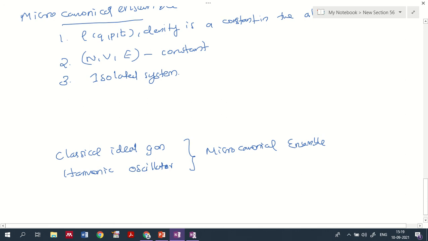You should understand what an ensemble is and what a microcanonical ensemble is, and we'll discuss canonical and grand canonical ensembles in detail in the following classes. But you must have a thorough understanding of the microcanonical ensemble in order to address the next two problems based on the classical ideal gas and the harmonic oscillator.